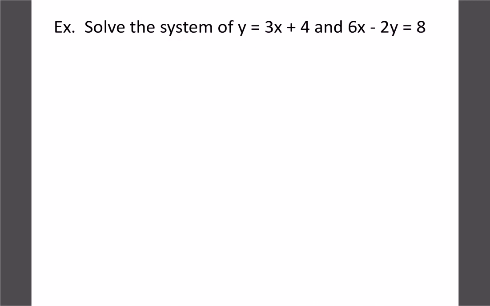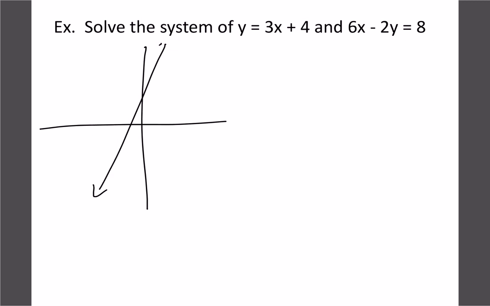Okay, so here's a different one. You can see we've got y equals 3x plus 4. So graph that one. That gives us a fairly steep line, something like that. And then our second equation is a little bit trickier. So what we want to do is rearrange that equation. Let's bring the 6x over.